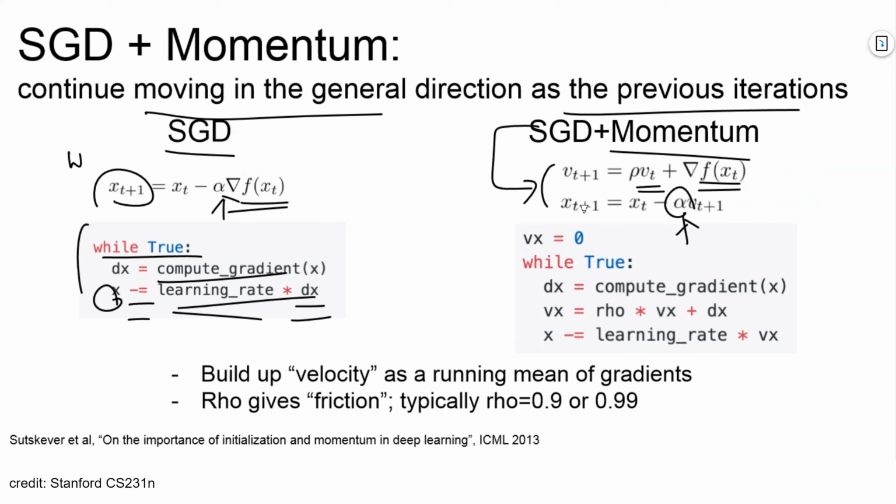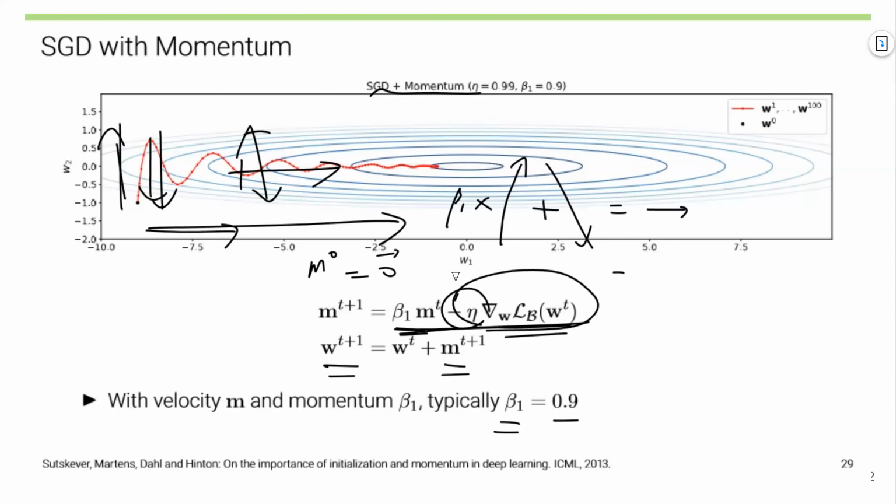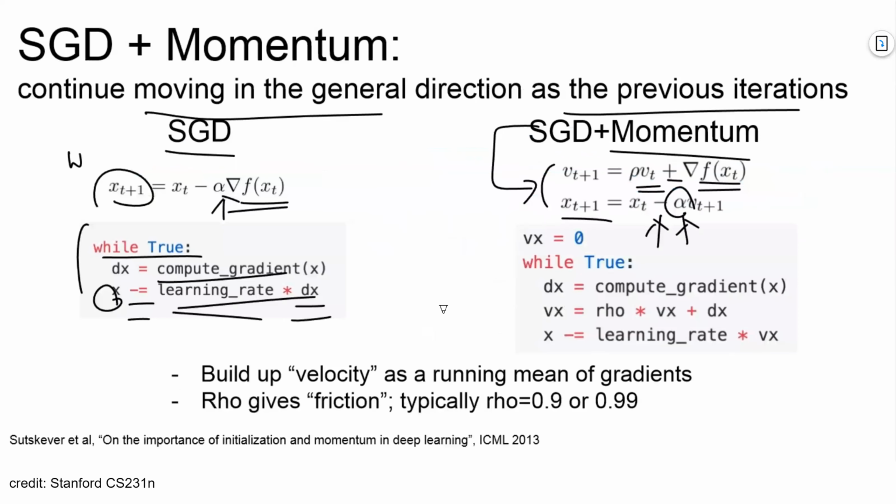You can formulate the same concept in different ways. We update our weight using our gradient. So here, momentum uses a minus sign here and a plus sign here. In the previous slide, we used a minus sign here and a plus sign here. Basically, they represent the same concept. We build up velocity as a running mean of gradient. Rho is friction, and typically rho is set as 0.9 or 0.99.